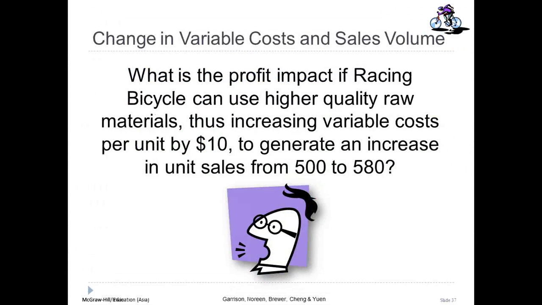So here we go. Let's do another example. What's going to happen to the profit if the Racing Bicycle Company can use higher quality raw materials, increasing the variable cost per unit by $10? And this will be used to generate an increase in unit sales from 500 to 580. So we're increasing our unit sales. That's good. Why? Because we have higher quality. So that means probably the advertising and the campaigns will emphasize better quality. But that better quality costs $10 per unit. Is it justified? Is this a good deal?